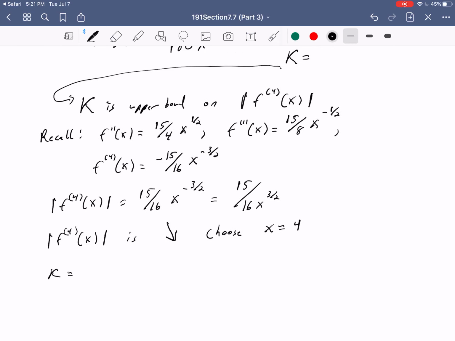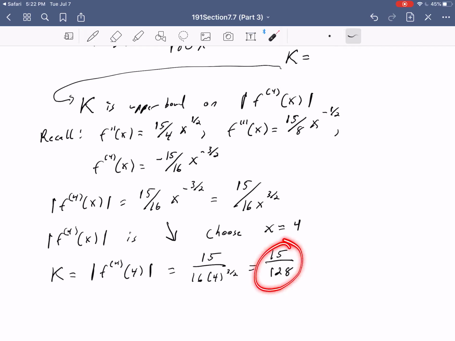That means capital K is going to be the absolute value of the fourth derivative evaluated at 4, which is going to be 15 over 16 times 4 to the 3/2. And of course, 4 to the 3/2, we could just leave it there, but the square root of 4 is 2, so that's going to be 8. So I guess we would get 15 over 8 times 16, which is going to be 128. So there is our capital K this time.